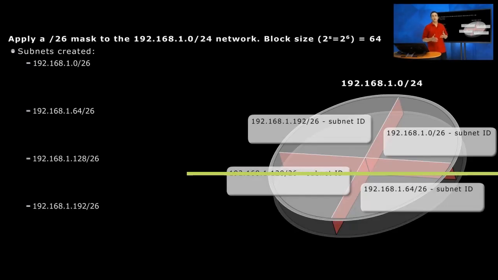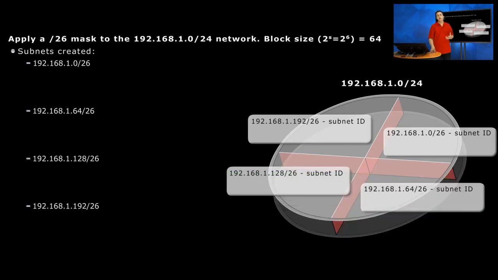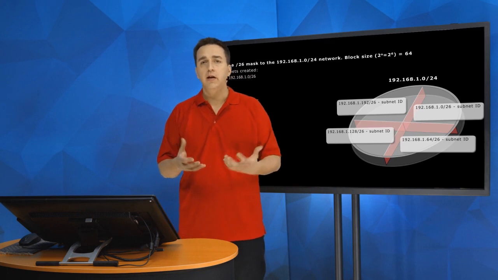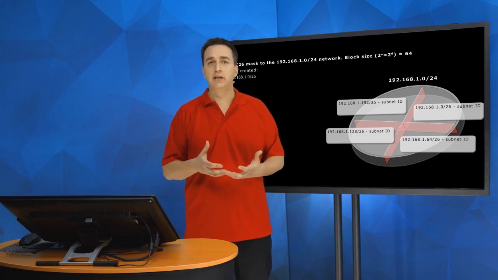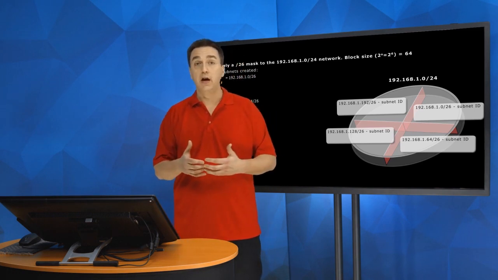Here are the 4 subnets that we've created: 192.168.1.0, 1.64, 1.128, and 1.192, all with /26 subnet masks. But our next phase is to identify the usable addresses within these subnets and ultimately the directed broadcast address. Remember, we can't hand out the subnet ID to anybody, and we can't hand out the directed broadcast. Everything in between those 2 values, we can hand out to the end stations inside of our local area networks.